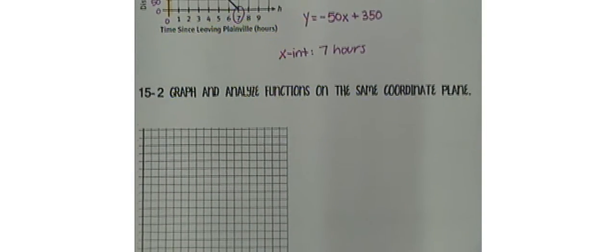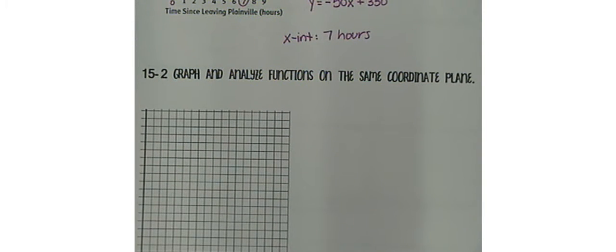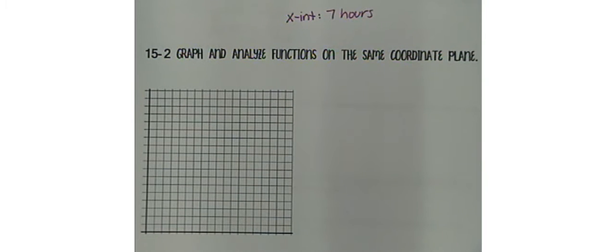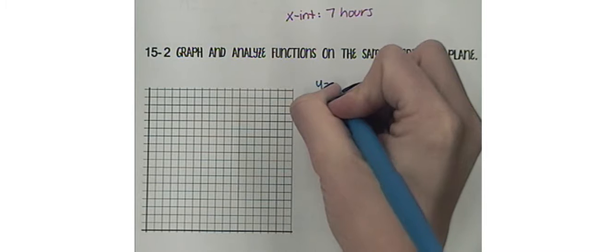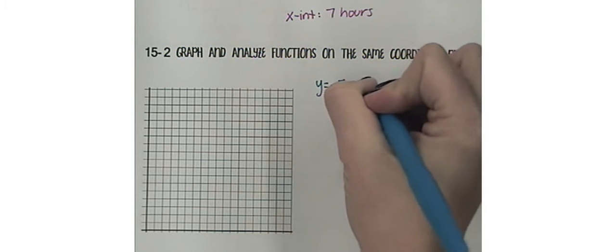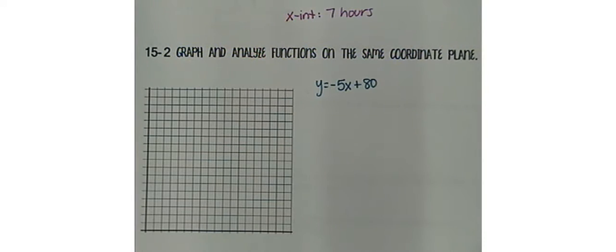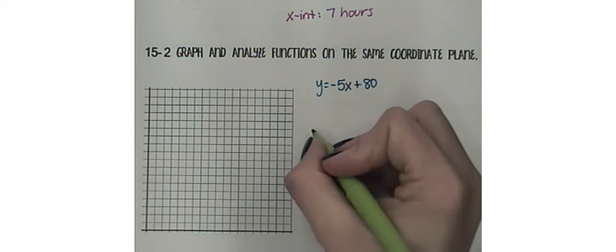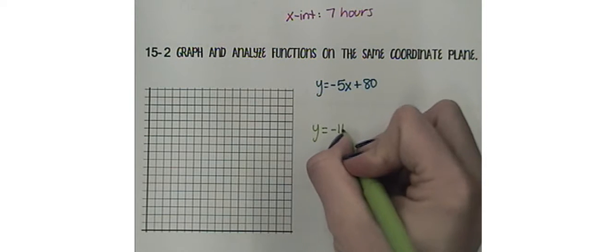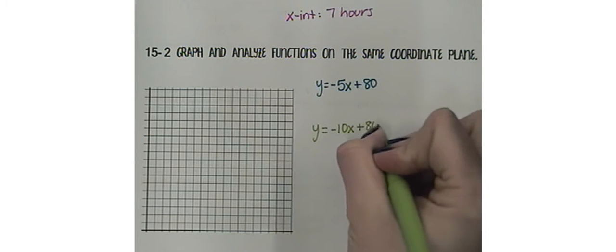Okay, next we're going to graph and analyze functions on the same coordinate plane. So our first equation we're going to graph is y equals negative 5x plus 80. And we're going to do y equals negative 10x plus 80.